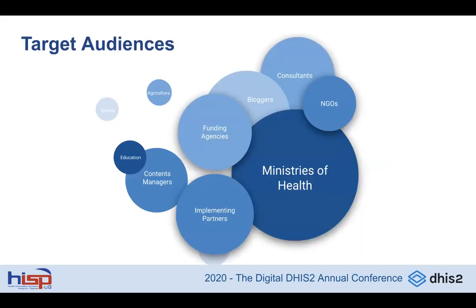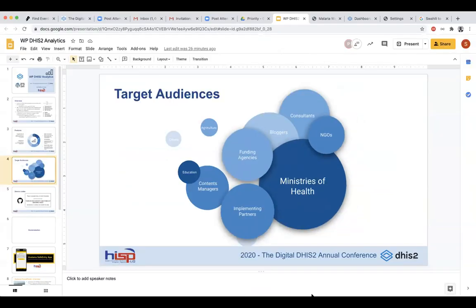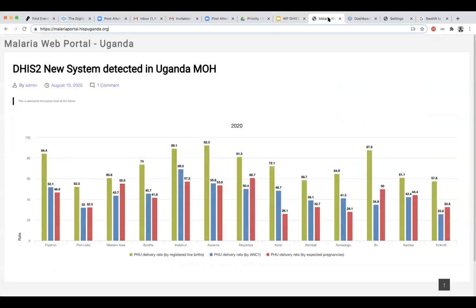And these are the target audience. We're looking largely for the Ministry of Health, but also the rest of the other players who might want to pull some data from DHIS2. We're looking at implementing partners, NGOs, funding agencies, content managers, those who are doing consultancies, and also education and other departments that are implementing DHIS2 these days. And the main thing is about them displaying data on a public website.